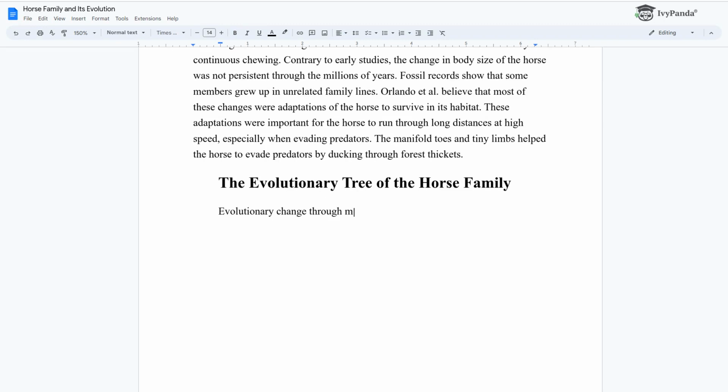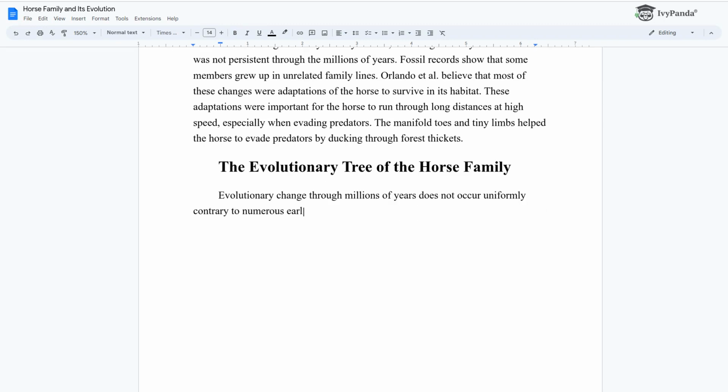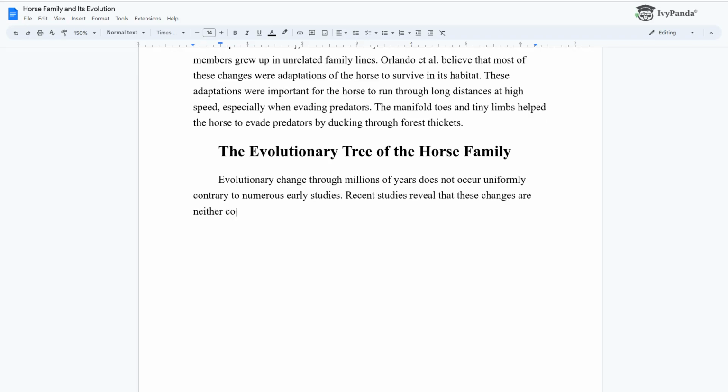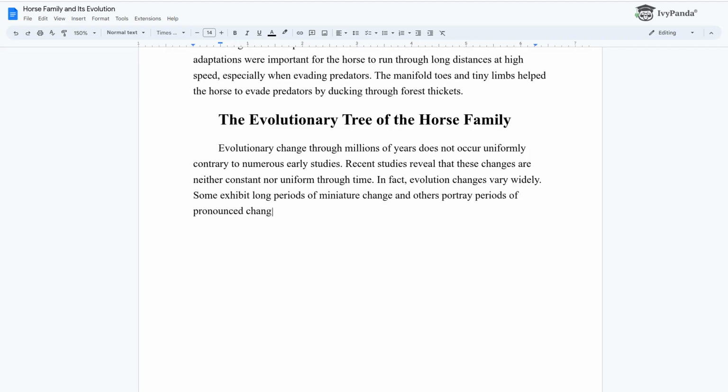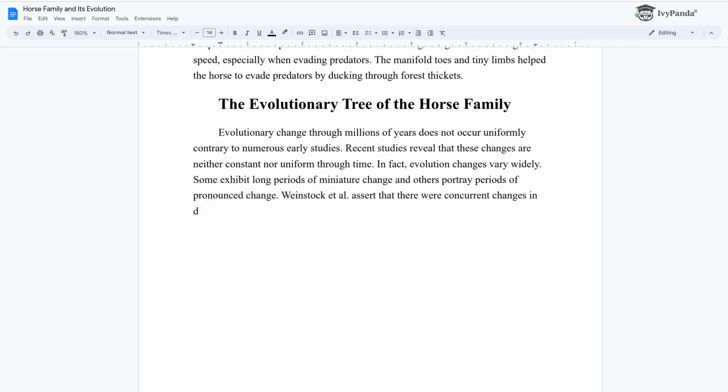Evolutionary change through millions of years does not occur uniformly, contrary to numerous early studies. Recent studies reveal that these changes are neither constant nor uniform through time. In fact, evolution changes vary widely. Some exhibit long periods of minimal change and others portray periods of pronounced change. Weinstock et al. assert that there were concurrent changes in different families of the horse evolutionary tree.